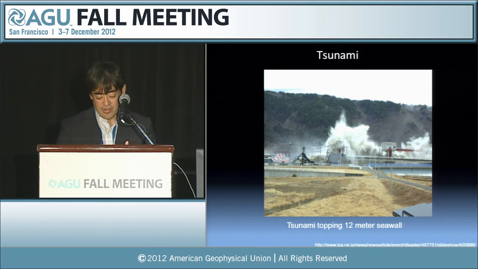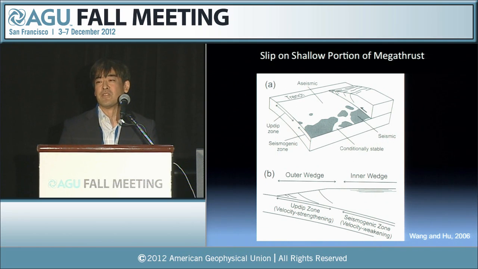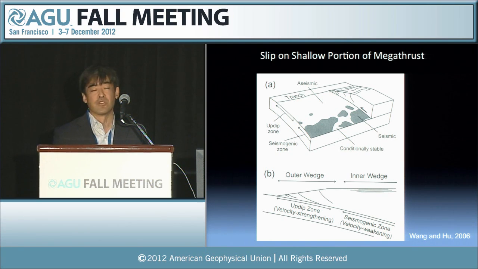So the main objective of this project is to really understand that shallow slip, this huge amount of slip. Seismologists have never really seen 50 meters of slip on a fault before. And so we really want to try to understand that, and I would say it's important because it really is the cause of this huge tsunami.